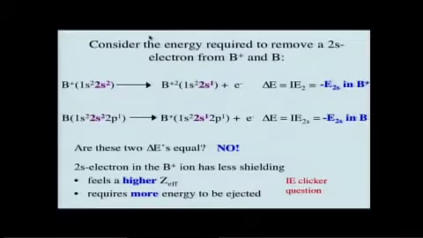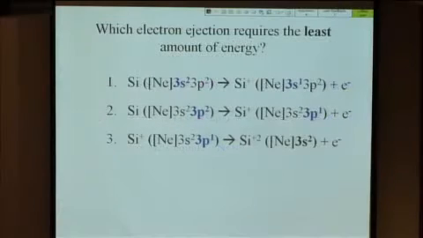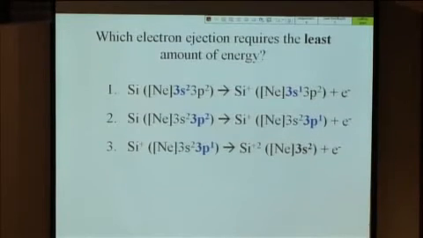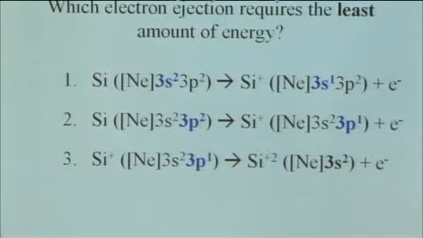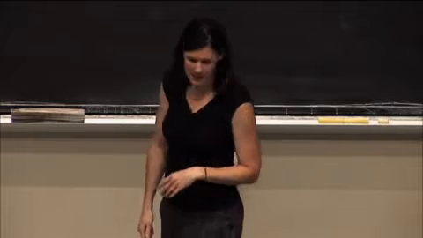So let's make sure everyone kind of has this down. Let's do another clicker question here. In this case, we're going to look at silicon, and we'll say, if you can point out to me which requires the least amount of energy, so which has the smallest energy that you have to put in in order to eject this electron. Will it be if you take a 3s electron from neutral silicon, if you take a 3p electron from the neutral atom, or if you take a 3p from the ion? So this you should be able to know pretty quickly, so let's just take 10 seconds here.